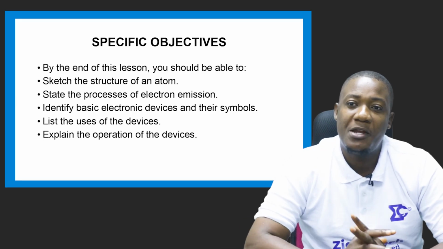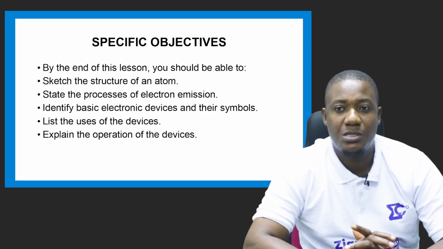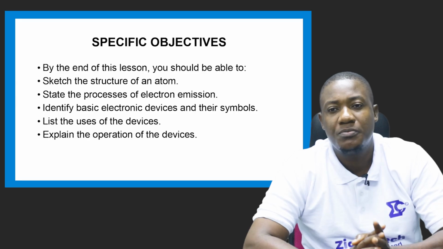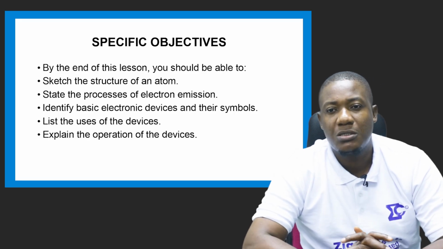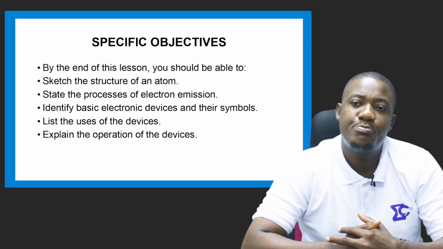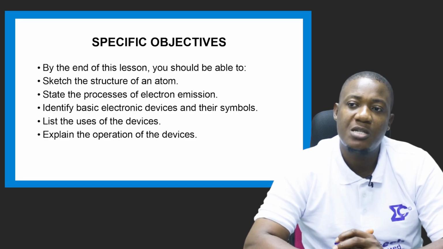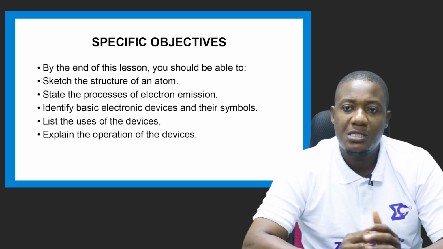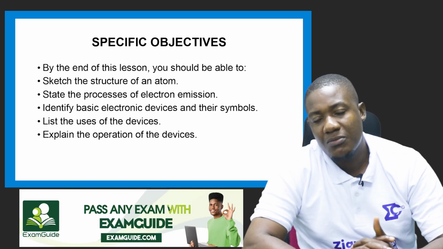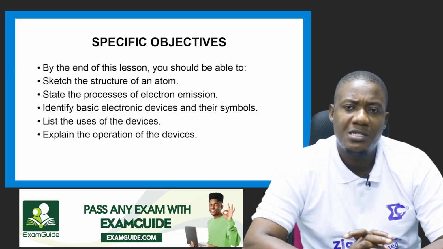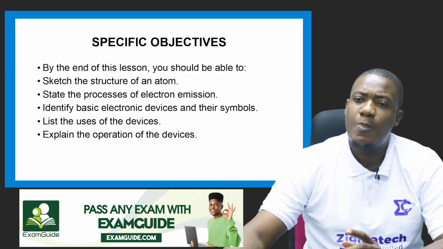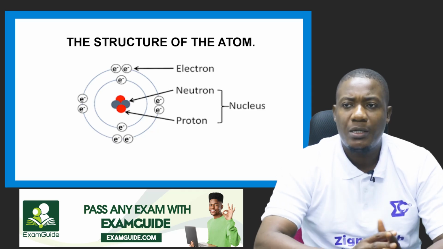Okay. By the end of this lesson, you should be able to sketch the structure of an atom, state the processes of electron emission, identify basic electronic devices and their symbols, list the uses of the devices, and explain the operation of the devices.